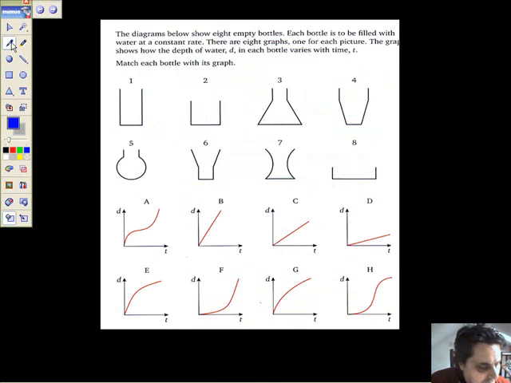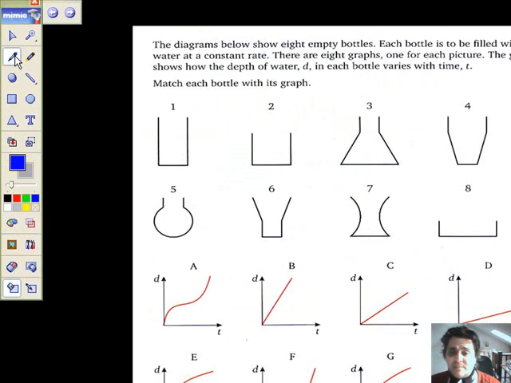Question 3. 3 is very interesting. Diagrams below show 8 empty bottles. Each bottle is to be filled with water at a constant rate. It's very important.